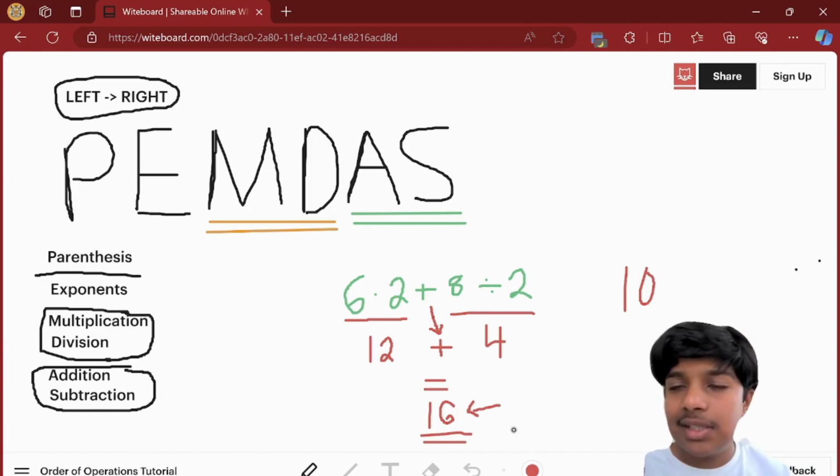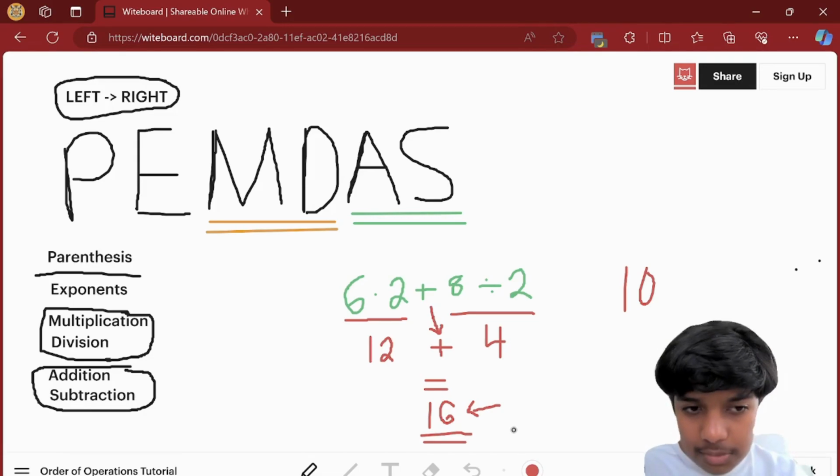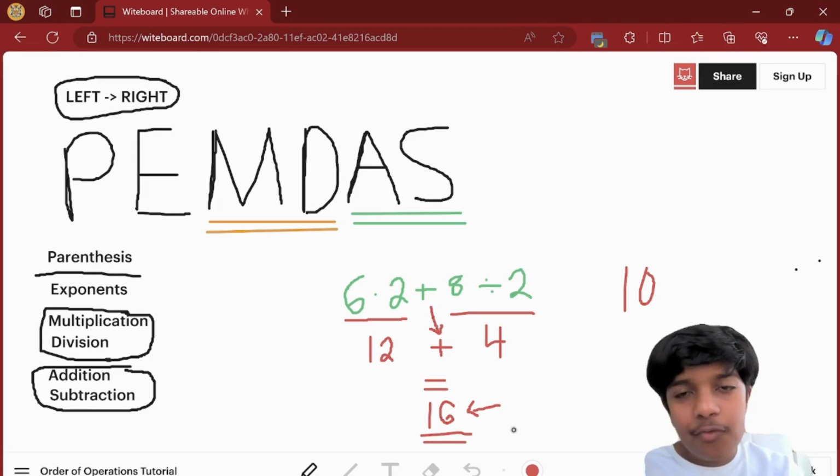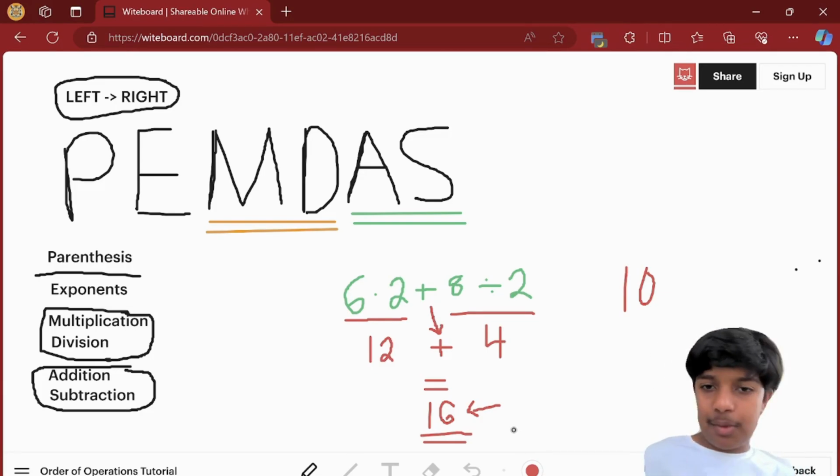That's why order of operations not only applies to just this topic, it applies to algebra, it applies to geometric problems. It applies to almost every single math. This is the universal way to solve an expression. And that's why it's very important, because if you don't know it, then you're in a bad spot.